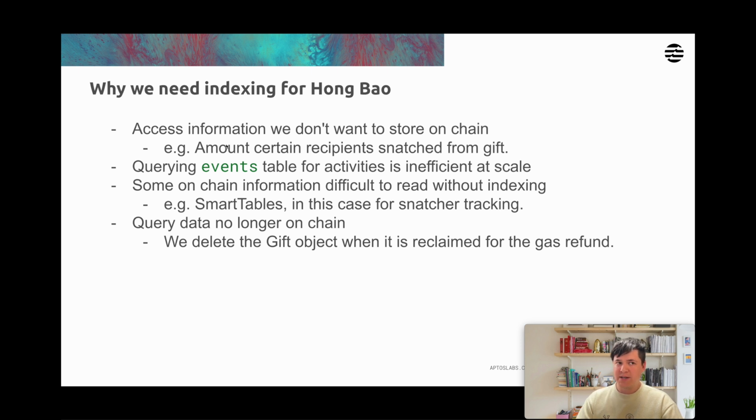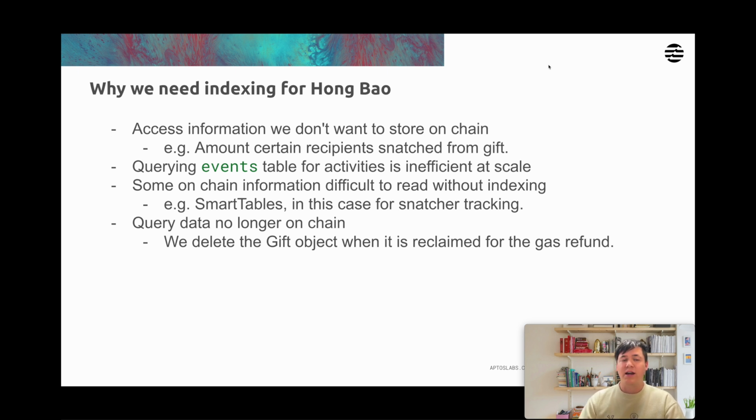So why do we need indexing for this? Couldn't we maybe just query the Node API, or potentially do this with view functions or something? We want to access information that we don't really want to store on chain. For example, when someone snatches, we don't really want to store when they snatched or how much they snatched. The only thing we care about on chain is just recording who has snatched so far, because we only let people claim once.